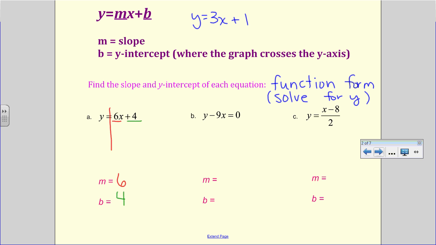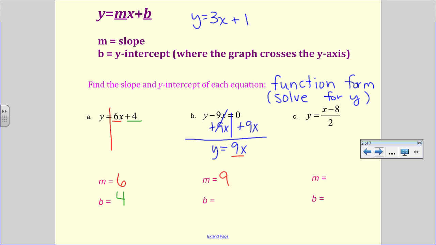If we look at b, do I have y by itself? No, I've got y minus 9x. How do I get y by itself? Will? Beautiful. We're going to add 9x to each side. So we have y equals 0 plus 9x, guys, which is really just 9x. I should be able to look at this equation and pull off my slope. Mike, what is the slope? 9.